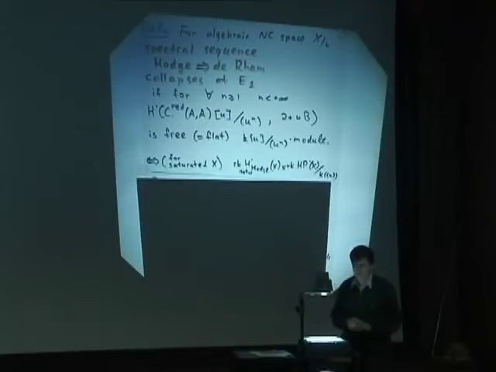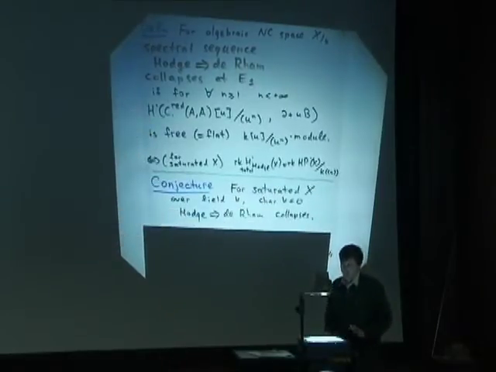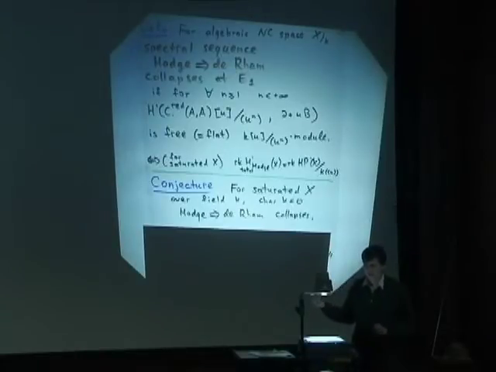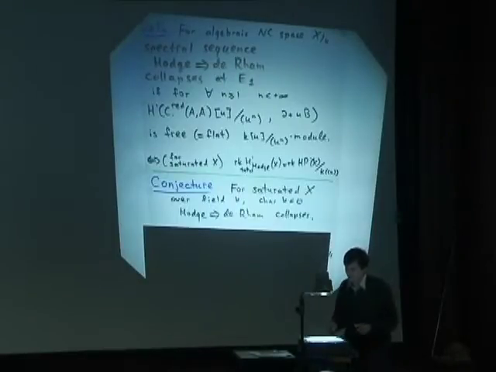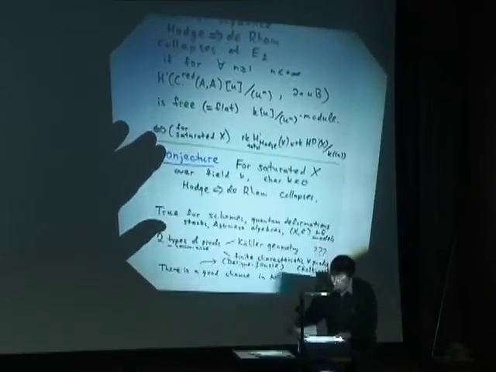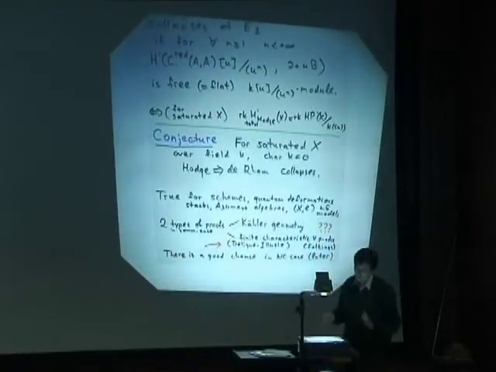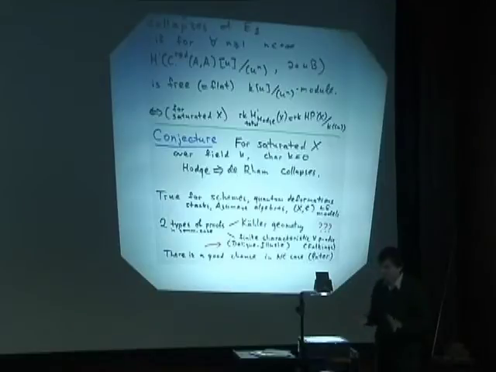Reduced complex means I divide by ones. So now there's an obvious guess for what we should do by analogy with usual algebraic geometry. For saturated X over a field of characteristic 0, the spectral sequence should collapse, because it's true in so many examples. It's true for schemes, and for quantum deformations, so deformation quantization for stacks, Azumaya algebras, and for Landau-Ginzburg models as well, in the Z2-graded case.